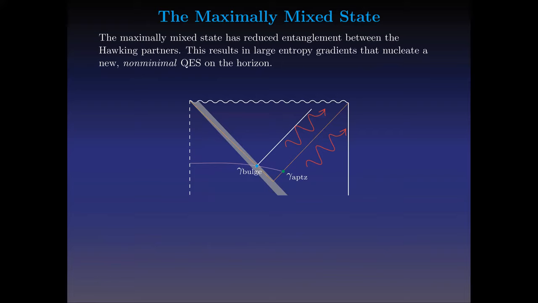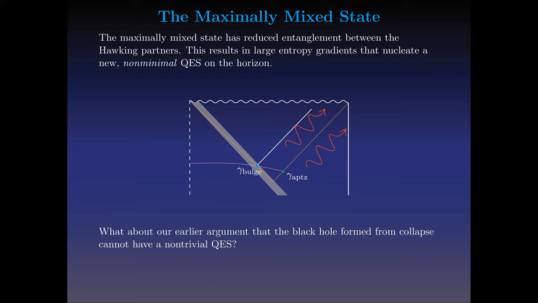And it turns out that this is indeed what happens. We get a new quantum extremal surface that, at leading order, lives on the event horizon and separates out these highly complex Hawking modes that we would expect to be exponentially complex. The reason for this is that disentangling these Hawking modes results in a large entropy gradient, which allows us to have this new quantum extremal surface.